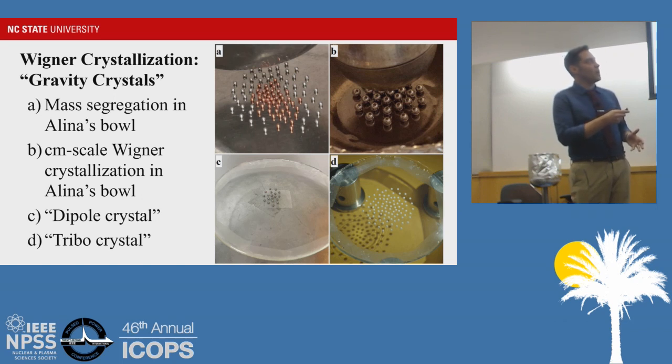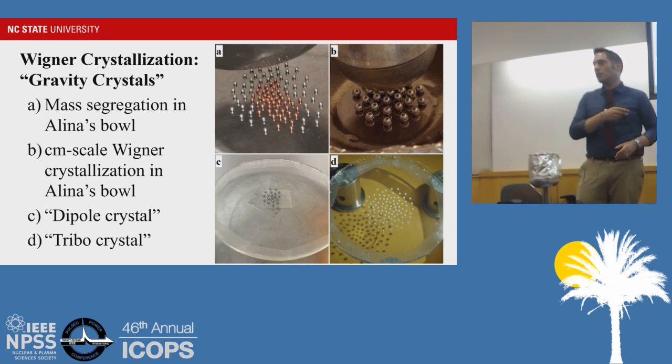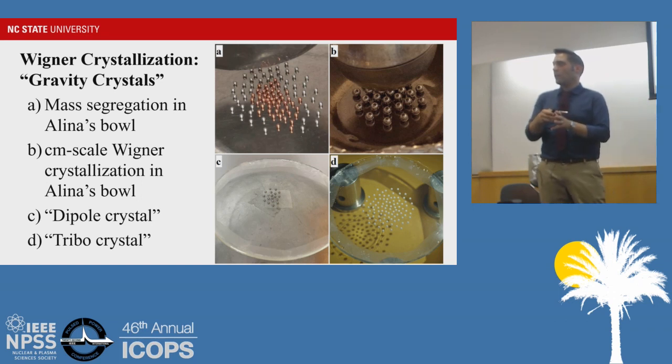So if you start with an initially mixed up system, these balls, which are copper, which are about 3 times as dense as aluminum, will actually segregate down into the center as you run the system.